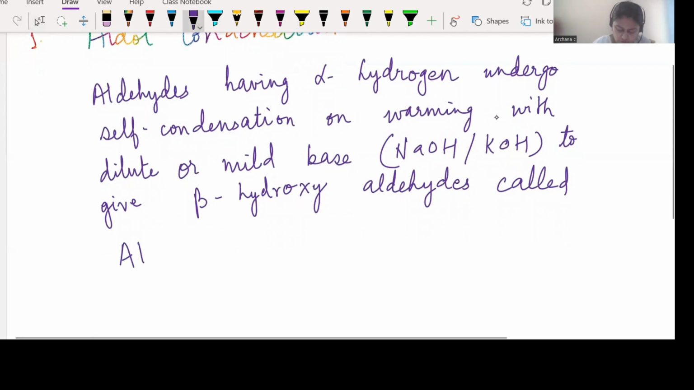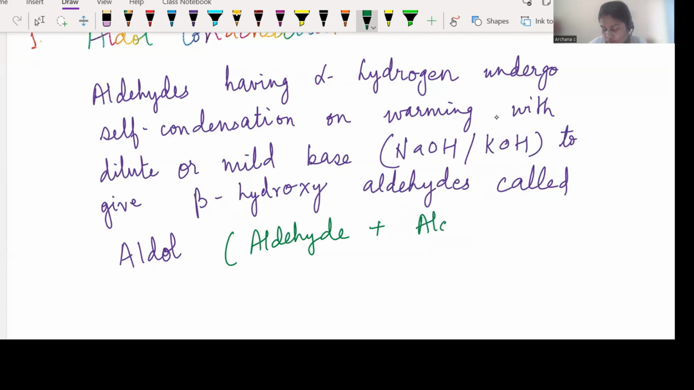So very often students get confused in the various name reactions. So the name itself suggests: aldol means the starting product is an aldehyde and it will undergo self-condensation to give you aldehyde plus alcohol. Let us consider the reaction. The most important parameter in this is these aldehydes have alpha hydrogen.